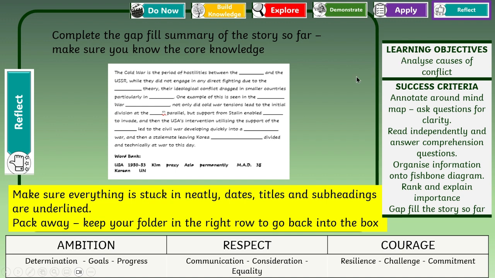So we were looking at the causes of conflict. We saw lots. We saw desires for independence. We saw US relationships, sort of like sulky behaviour, and this idea of the Cold War. You should have annotated around your map, and if you needed to ask a question, you should have done that. You read independently, hopefully, and had a go answering the questions, and then marked and corrected your answer. You had a go organising the information on the fishbone diagram. You've done the rank and explain the importance. That's your apply section, and then you've had a go at doing the gap fill to consolidate that knowledge.